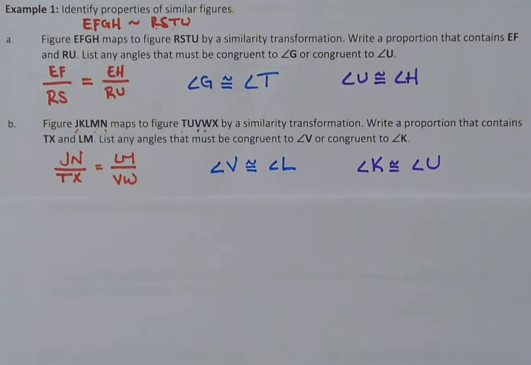So when you get to the homework, if you see any problems like example 1A or B, that is going to be your goal for those problems. Set up a proportion or tell what angles are congruent to each other. So that is how you do parts A and B. Next, I want to take a look at C.